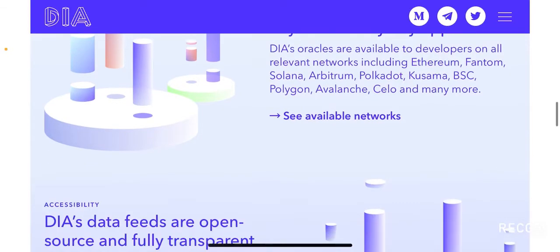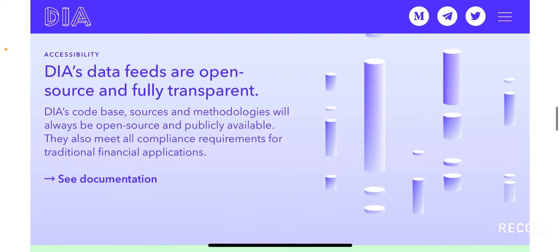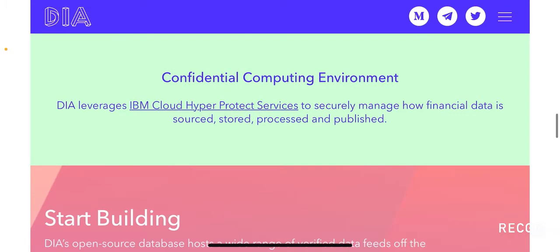And accessibility: DIA's data feeds are open source and fully transparent. So any information coming from DIA's data feeds is fully open source and transparent, so you can rely on their transparency and verify their information independently. That's pretty cool as well. Confidential computing environment: DIA leverages IBM Cloud Hyper Protect services to securely manage how financial data is sourced, stored, processed, and published. So this is pretty cool information to know as well.